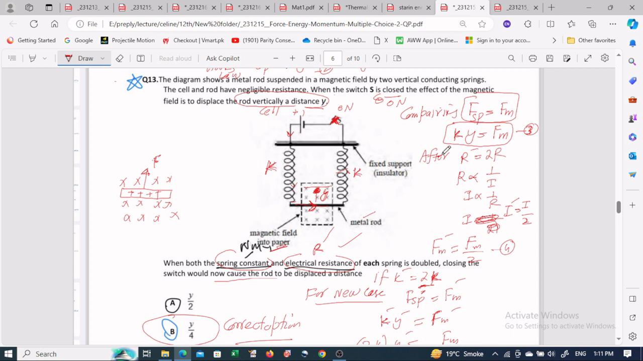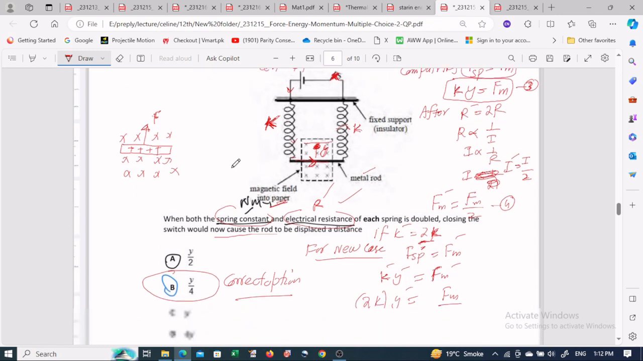By just doubling the resistance, current will become half and the magnetic force will become half. So the force that is pulling this becomes half. And when we double the spring constant, for the same force the extension will become half, because for the doubled spring constant we have to apply more force. So our final value of the extension must decrease 4 times. Okay, thank you.